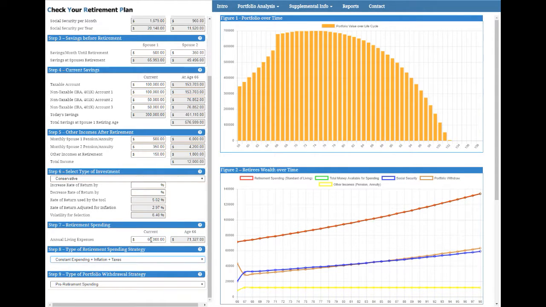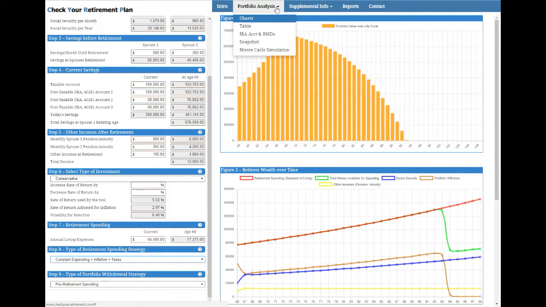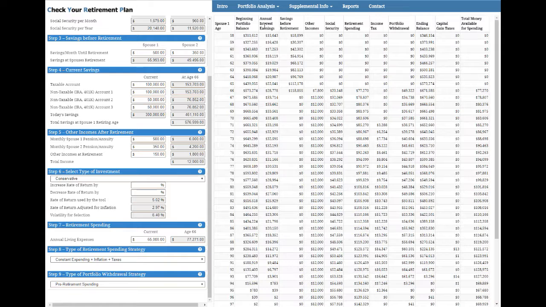The tool answers 2 main questions. First, based on my portfolio withdrawal strategy, how many years will my savings last? Second, am I withdrawing enough money from my portfolio to maintain my standard of living? In Step 8, when constant spending, inflation, and taxes is selected as the spending strategy, the current spending increases over the years by the rate of inflation, but in today's dollars, the amount is the same.